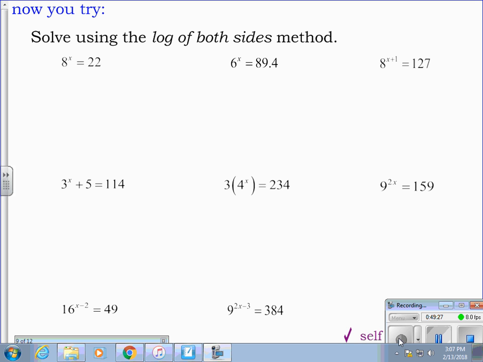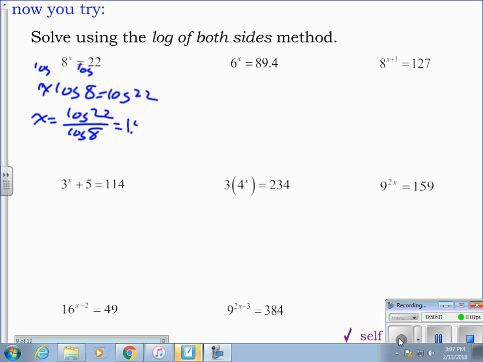So first one, take the log of both sides. Bring down the x, so I have x log of 8 equals the log of 22. Divide both sides by log 8. X equals the log of 22 divided by the log of 8. So calculator, log 22 divided by log 8 equals 1.486.